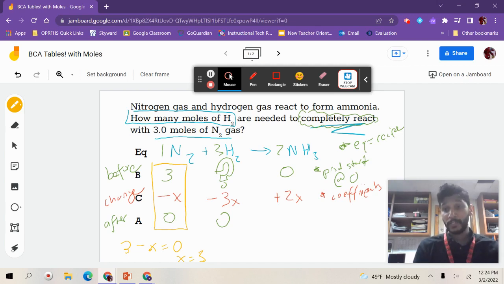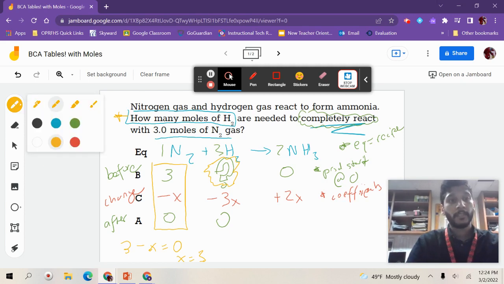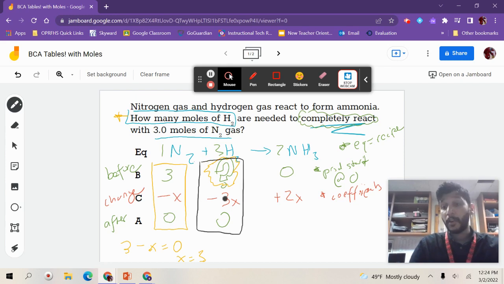So now we can use that to go back and figure out what our question was asking. Our question was asking how many moles of hydrogen are needed to react. So we were looking for this right here. We want to know how many moles of hydrogen are going to completely react with nitrogen gas. So we know that X is 3. So we can come back over to this one now. What color have we used? Back. So we can come right over here and sub that in to find out what our question mark is.